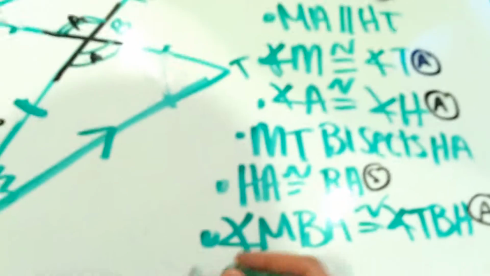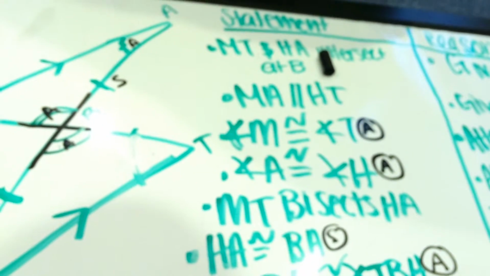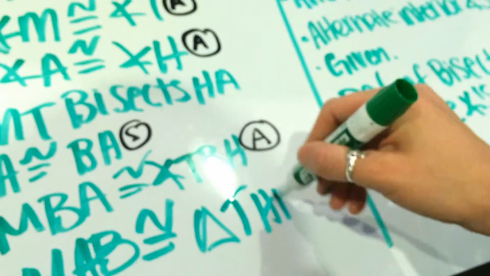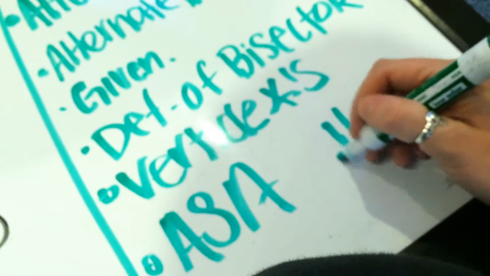Now I can say these two lovely triangles, triangle MBA is congruent to triangle TBH. And my reason is angle, side, angle. And again, smiley face because we are finished with this proof. So that is the whole thing.